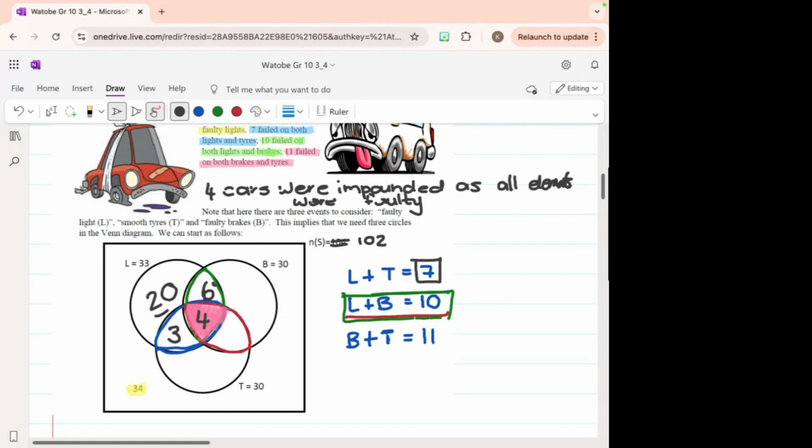Let's do this last little bit here. Brakes plus tires gives me 11. I've already got 4. So 4 plus what will give me 11? 4 plus 7. Can I finish everything off now, guys? Can I finish off the circles? So for my brakes circle, it needs to add up to 30. 6 plus 4 is 10. Plus 7 is 17. 30 minus 17 is going to give me 13.